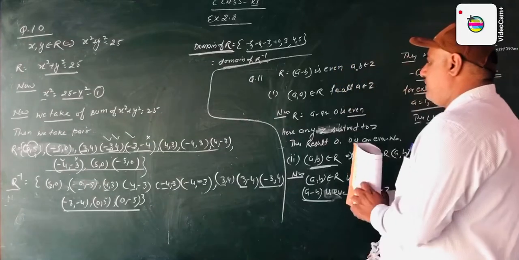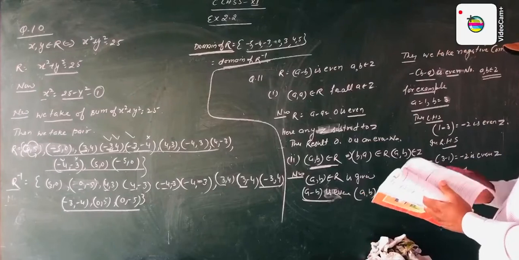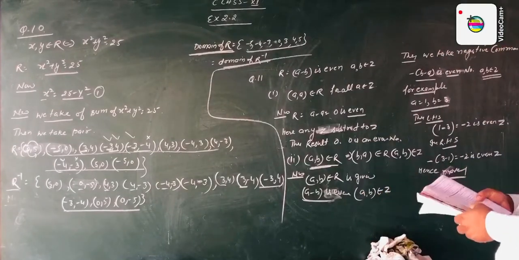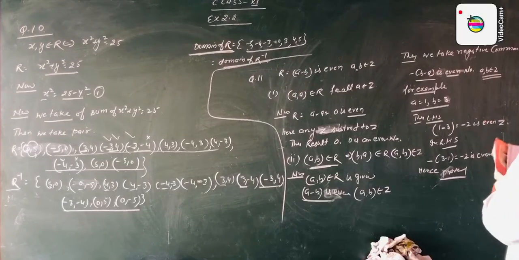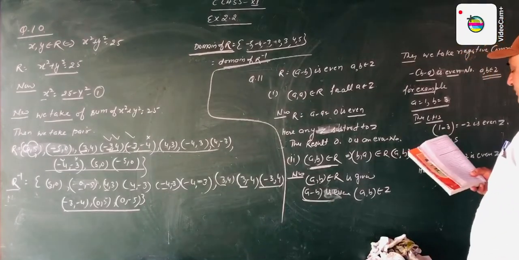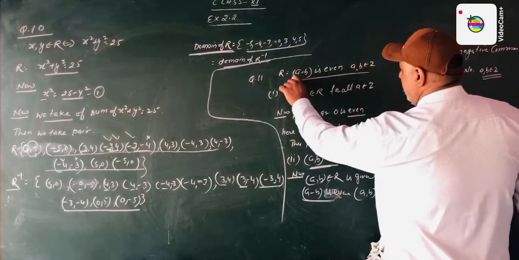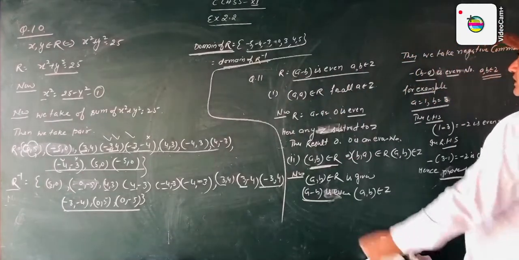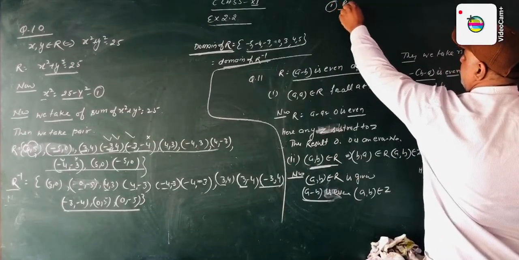Now in question number 11 and 12, these are two questions of this exercise. These are very important questions for the 10 plus 2 exam, on relations. Now in relations there are some types of relations. First of them is reflexive relations.